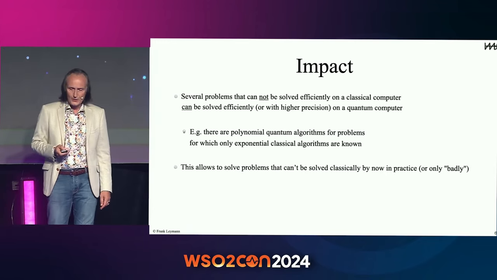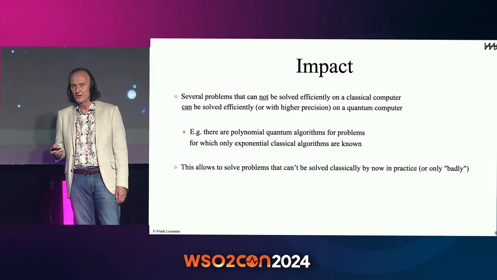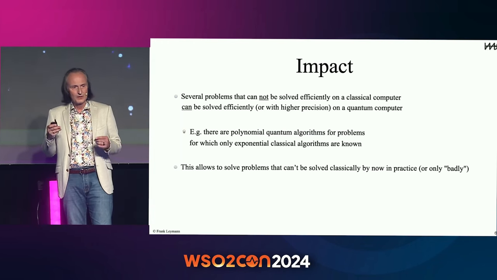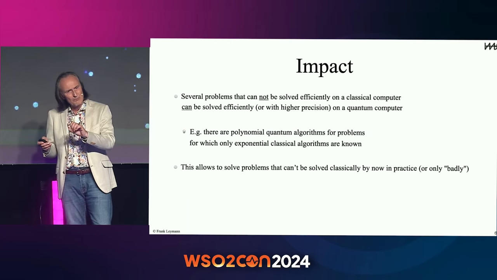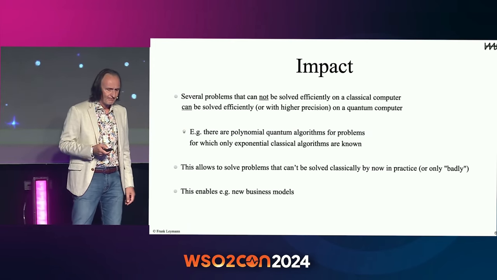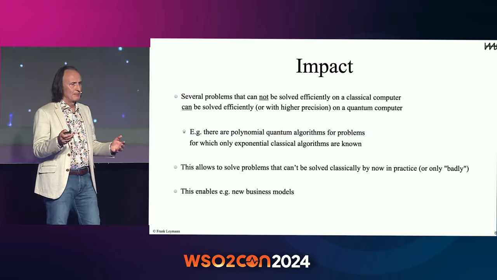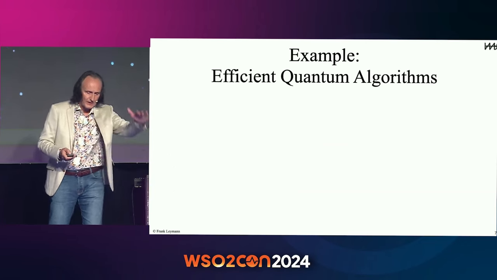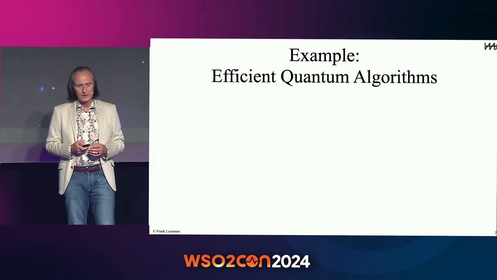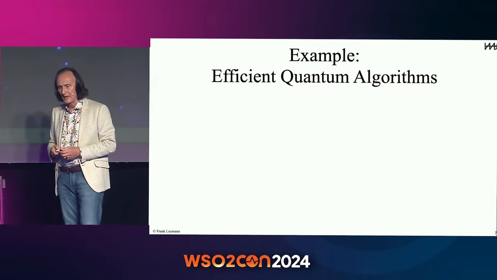This allows us to solve problems that can't be solved practically with a classical computer, or only badly, in the sense that you can only approximate good solutions. And this capability enables new business models, and I'll give you a couple of them. First, at an abstract level, what kind of efficient quantum algorithms do we have?